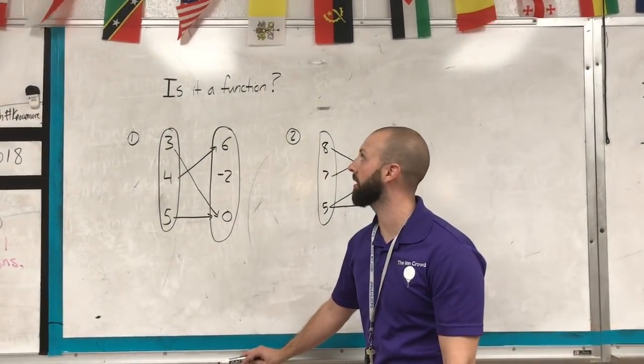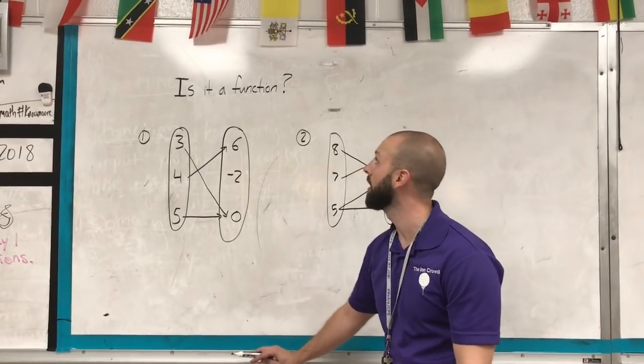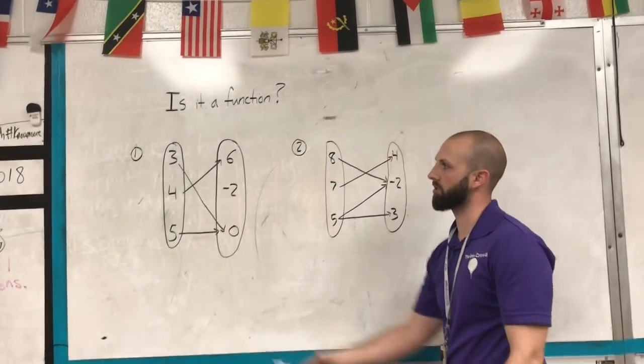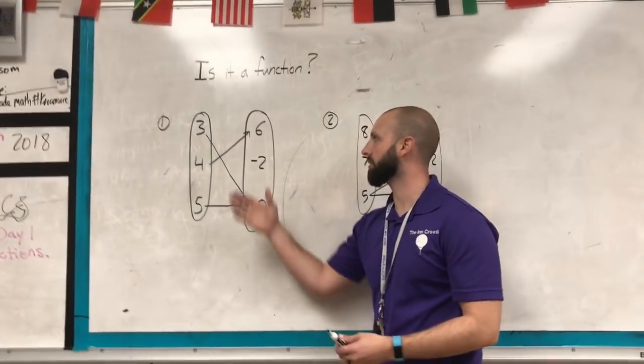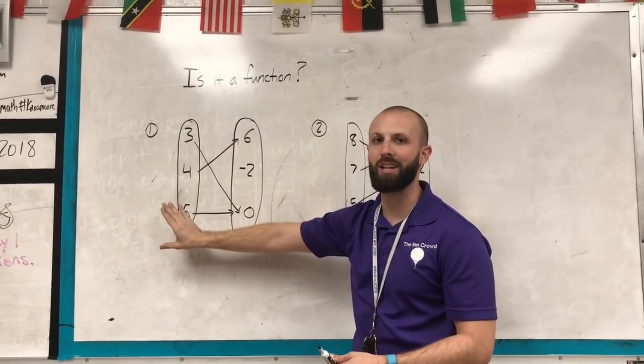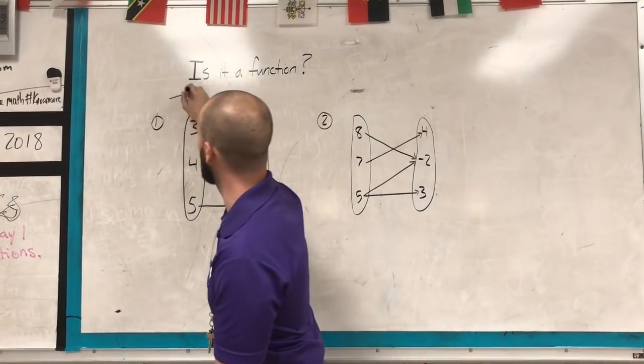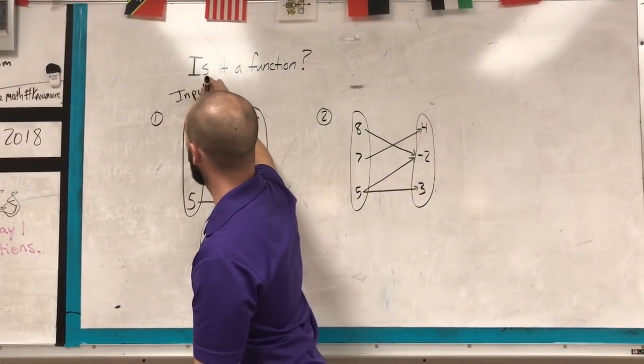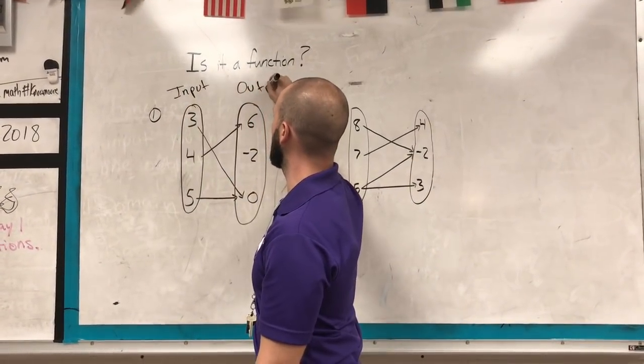It's Mr. Gossip here. We're going to be talking about functions. So, given these two examples, let's start at number 1. You're given 3, 4, and 5 on the left side. That is your input, so I'm going to put input. And this is your output.